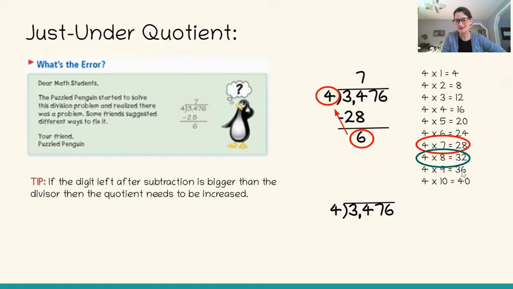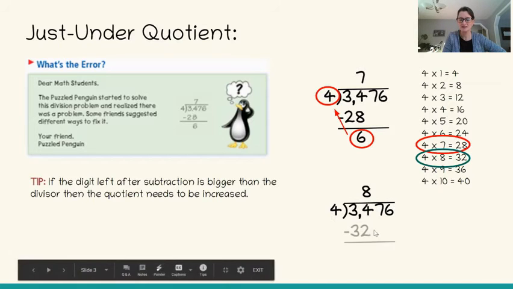4 times 9 is 36. That's too much. We haven't got 36. We've only got 34. So what's just under 34? 4 times 8. So we're going to put the 8 out here. 4 times 8 is 32. 34 minus 32 leaves us with 2 left.